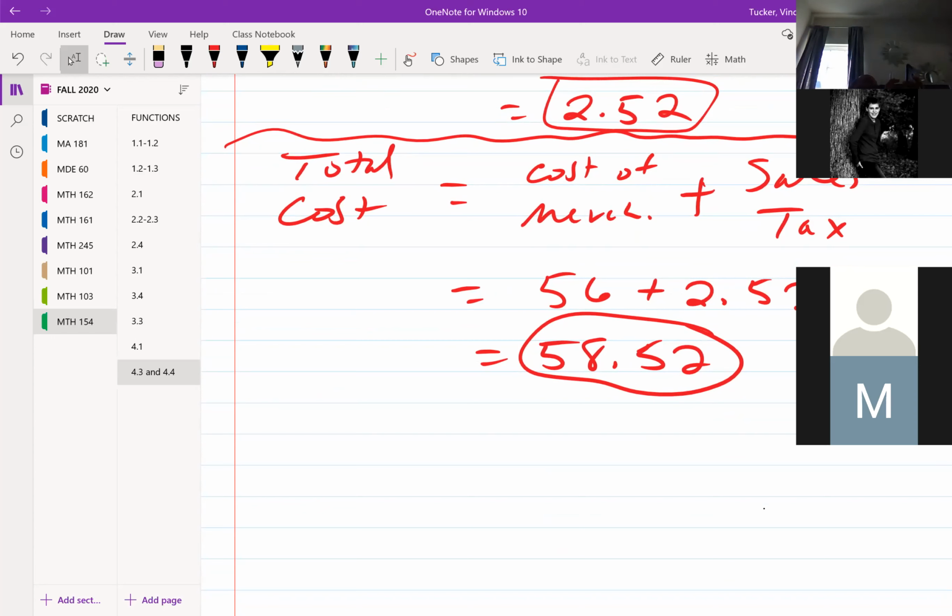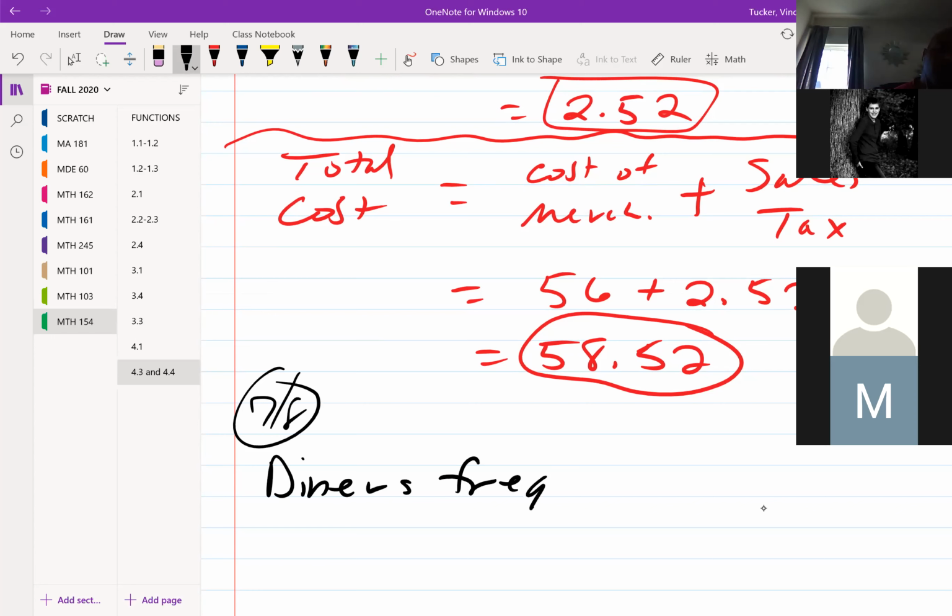Let's see, do we want to do 7? 7 and 8 are similar. So 7 and 8 are similar. I'll do 8 since it might be more revelatory since we're talking about tips.